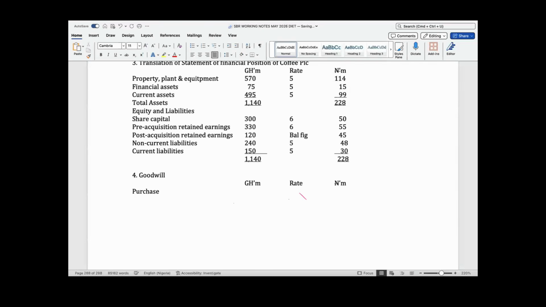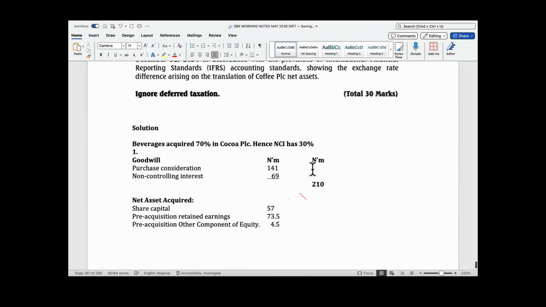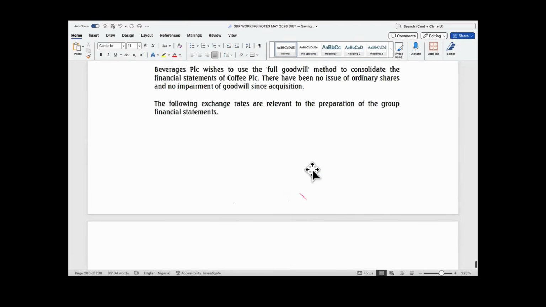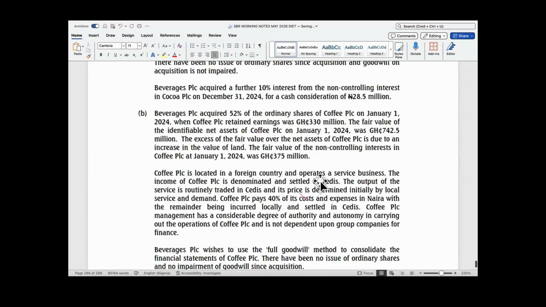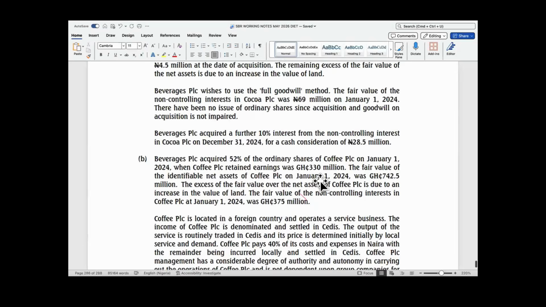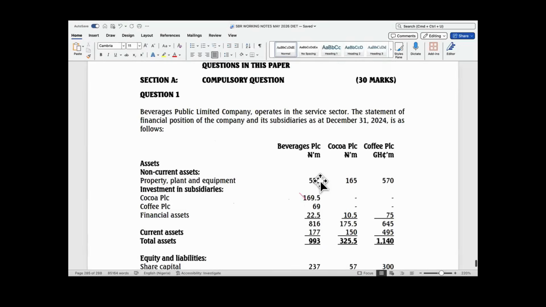So in this case, we have purchase consideration. How much did we pay in this additional information? I'm not sure they gave us what we paid. We're not given the purchase consideration. So how do we get the purchase consideration? Can check the financial statement, sir.